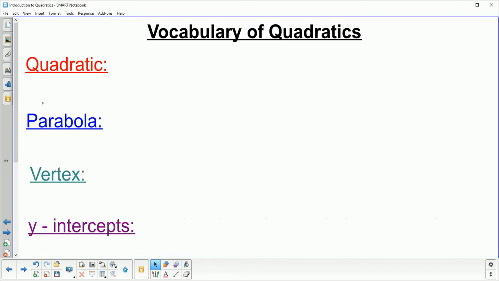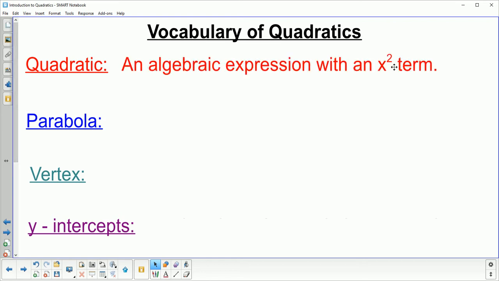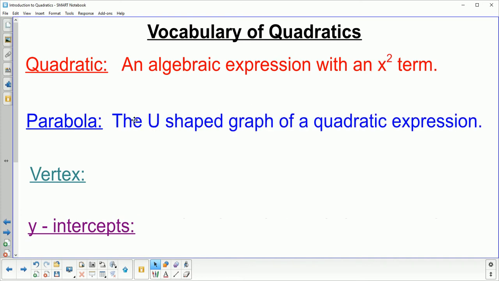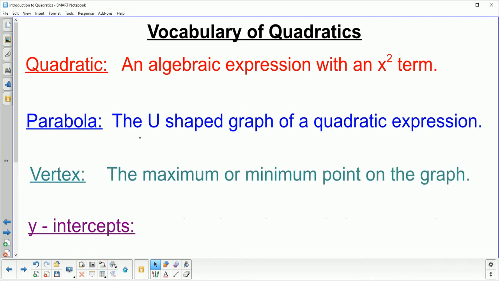So first set of vocabulary words, a quadratic, first of all we want to know what it is: an algebraic expression where we have an x squared term. So that squared term is what makes it a quadratic. And that quadratic is going to create a parabola, which is a U-shaped graph. So it's either going to open up or down. And the vertex is the max or min point of the graph. So if you think about your U-shaped graph, your vertex is going to be right there. This would be the minimum. Or if our U was the other way around, then that vertex would be the maximum.